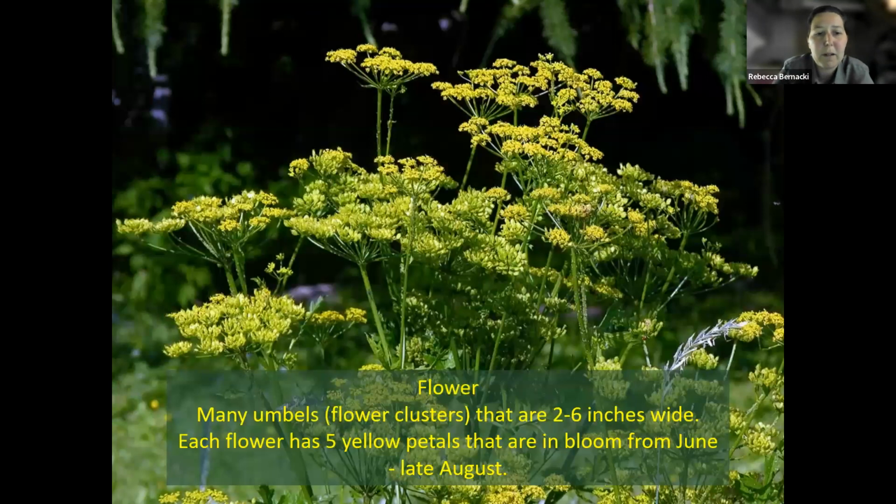The flower of wild parsnip occurs in these umbels or flower clusters. An umbel has the same root as umbrella, so we can kind of think of these as upside down umbrella flower clusters. Each of these clusters are going to be 2 to 6 inches wide, and each flower on those umbels are going to have 5 yellow petals that are going to be in bloom from about June to late August.